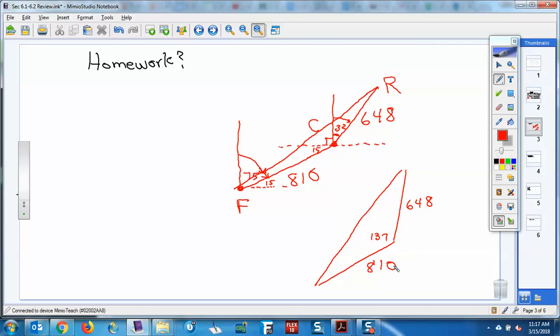Okay? And then I assume they wanted the straight line distance from Franklin to Rosemont, which is this line right here. Right? So x squared, or whatever you want to call it, would be 810 squared plus 648 squared minus 2 times 810 times 648 times cosine of 137. Now you can do square root of that. On the quiz, it's going to say, show your work. By show your work, I basically mean the problem set.